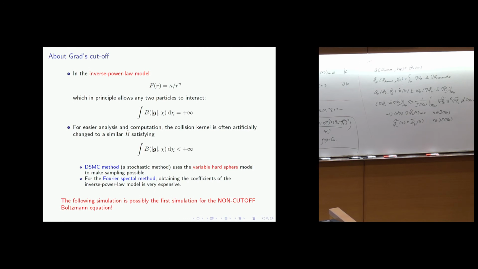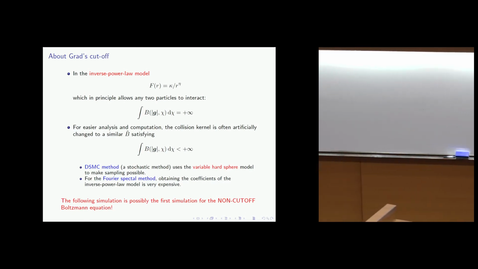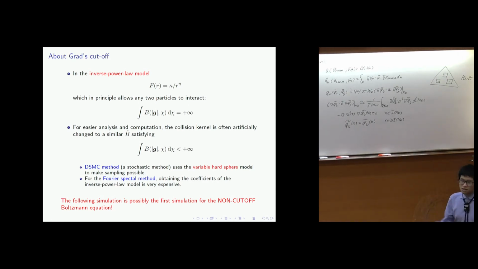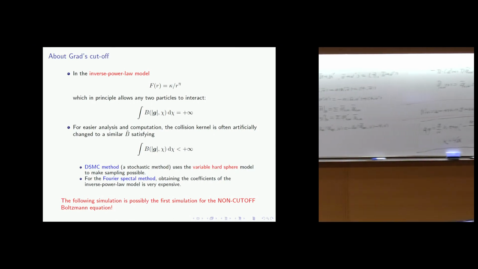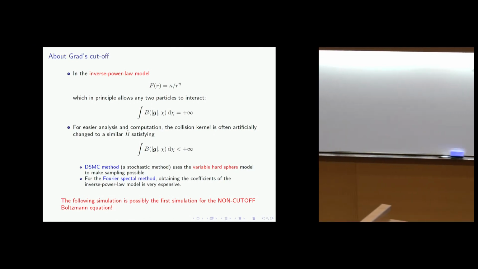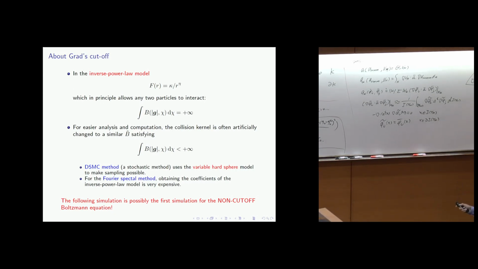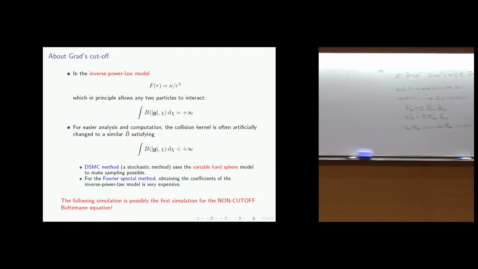And for the Fourier spectral method, I think it's possible to do this non-cutoff Boltzmann equation. But currently in the literature, I never see anybody using this to do the computation. And I tried to do the computation by myself, but I found that finding these coefficients, the collision kernels of this inverse power law model, is very, very expensive. So I think this is also one of the reasons why people don't consider this. Okay, so the following simulation is possibly the first simulation of a non-cutoff Boltzmann equation.